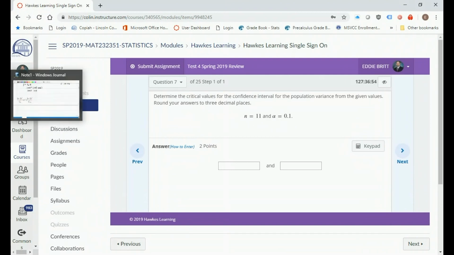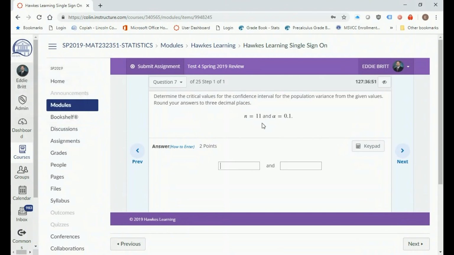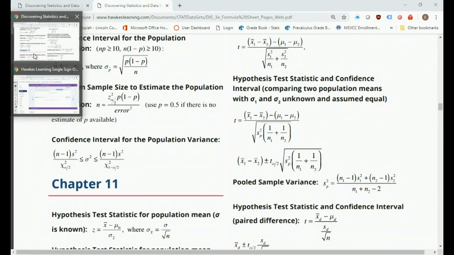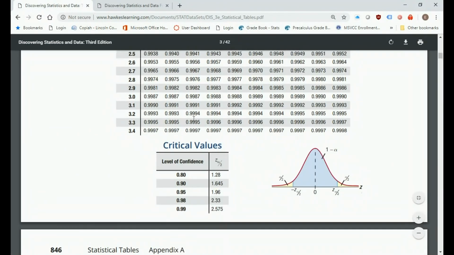And remember, these chi-square, since it's a variance, it's population variance. So it says determine the critical values for the population variance from the given values. Okay. I guess it would be the same critical value if we were talking about an interval for the population variance or the population standard deviation. It's just how we got the interval. We'd have to take the square root.